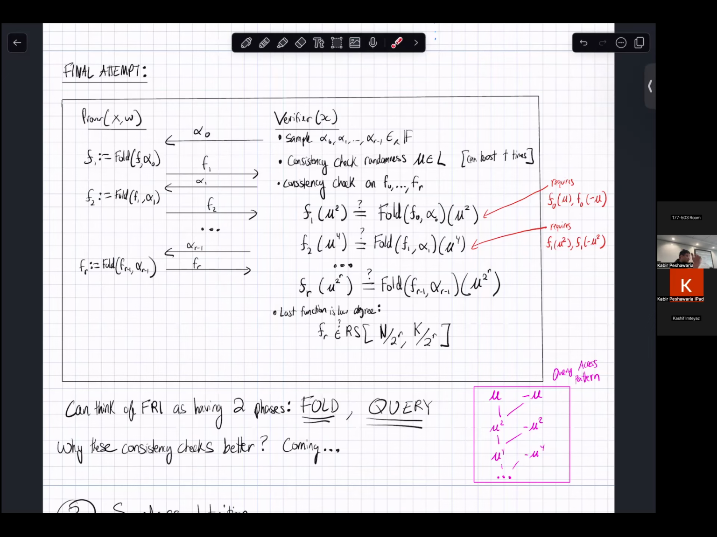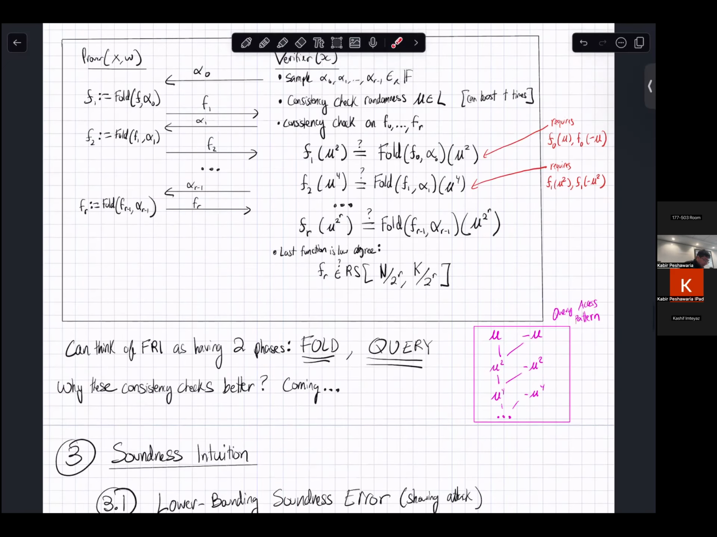Hypothetically, you can end early and then send a vector of evaluations and say, hey, now it's up to you to check whether this thing is really degree less than 10. But the simple version of the protocol is I send you a constant. Yeah, go all the way down to the bottom. All the way down to the bottom.